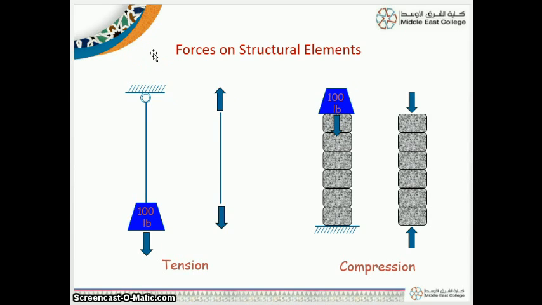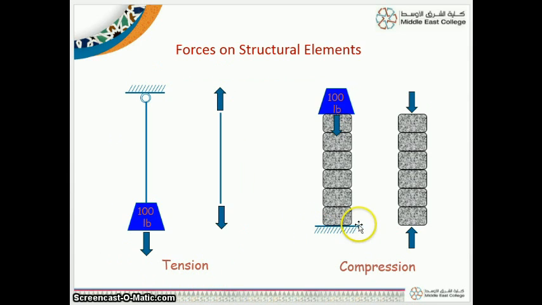Now, what are the general forces on structural elements? As you have already heard, tension and compression. Observe here, one end is fixed and at the other end we have a load of 100 pounds. So due to the fixed end, we have this type of force acting in this direction and this direction. So totally this force is known as tension.